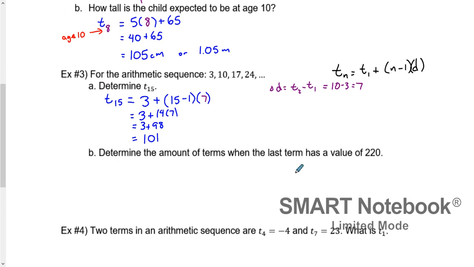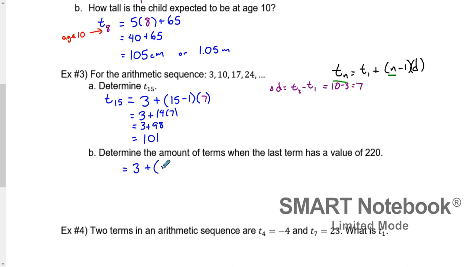So how about determining the amount of terms when the last term has a value of 220? In this question, we don't even know what n is. So overall, you might be looking at this and saying, well, we actually have two unknowns. We know what term 1 is, we know what a is, we know what d is. So let's plug those things in first. So we know that term 1 is 3.